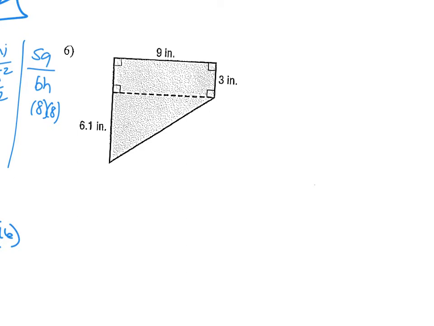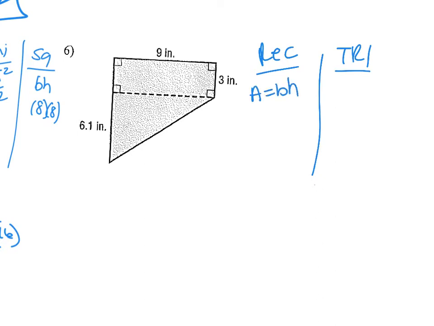Okay, last one. We've got the rectangle and a triangle. So for the rectangle, the area formula is base times height. For the triangle, base times height divided by 2. So plug it in for the base, 9. Plug it in for the height is 3. So the area of my rectangle is 27.